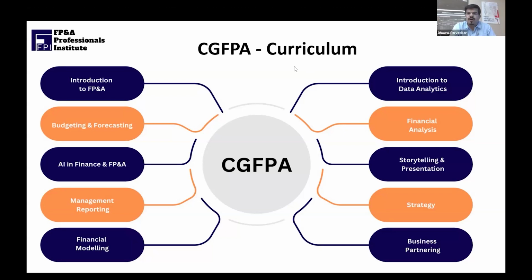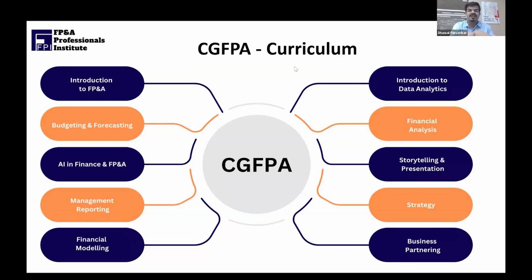I'll talk about the modules on the right. Data analytics is something we have already talked about today. You will invariably be dealing with large chunks of data, and you need to know your way around them. That's where tools like Power BI, Power Query, and SQL come into play. We teach you to at least a foundational level so that you are comfortable using these tools in your day-to-day FP&A roles as well.